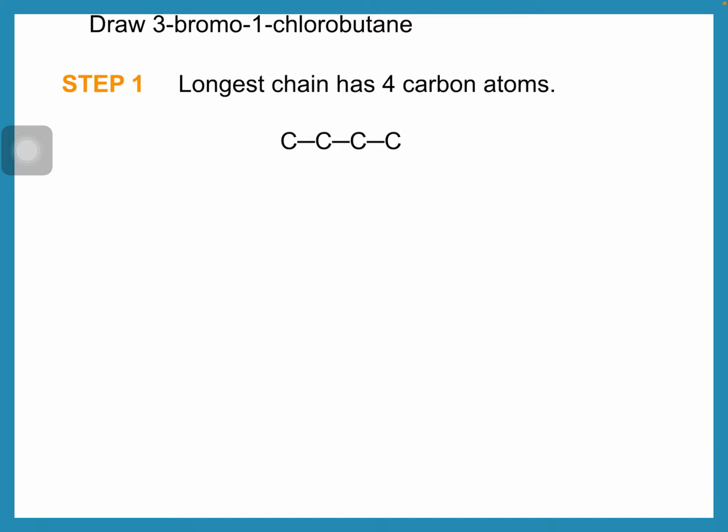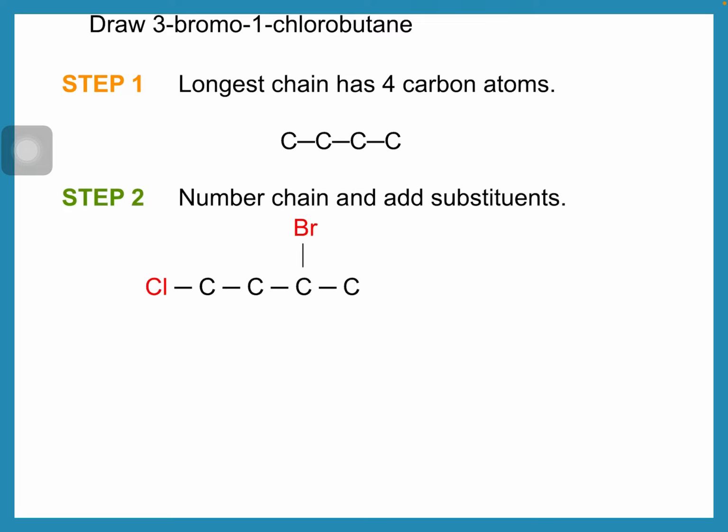Okay, draw 3-bromo-1-chlorobutane. So here I'm going to work from the opposite end. I'm going to work from over here. So I have a butane. But means 4 carbons. Ane means they're all single bonds. So I'm going to start with that longest chain, the 4 carbon atoms. So I'm going to draw those in, all single bonds. Then the next thing I'm going to do is number and add the substituent. So here you can always start from left to right when you're numbering. So 1, 2, 3, 4. And off the first carbon, we have a chlorine.